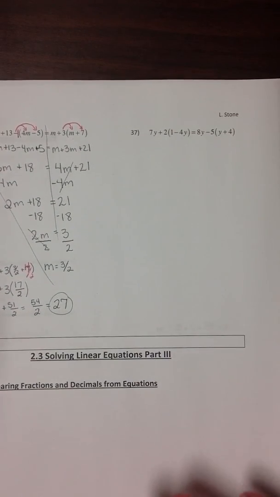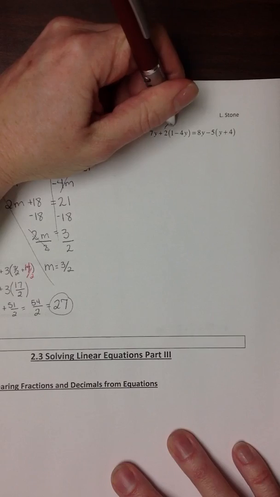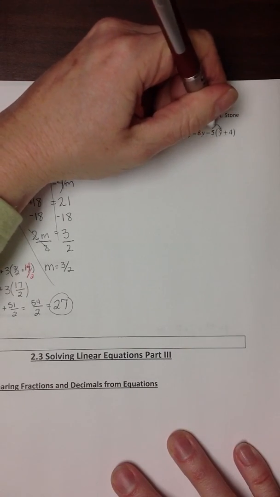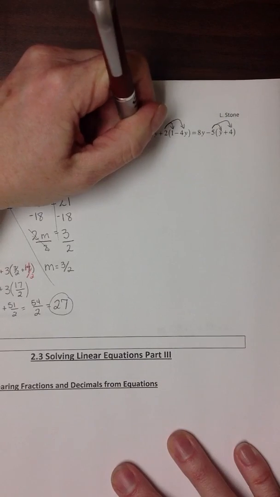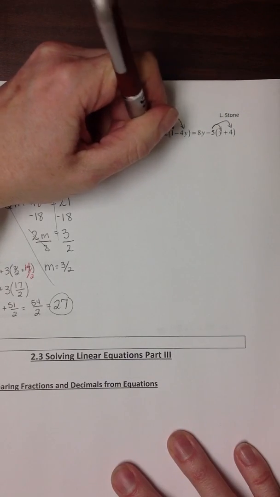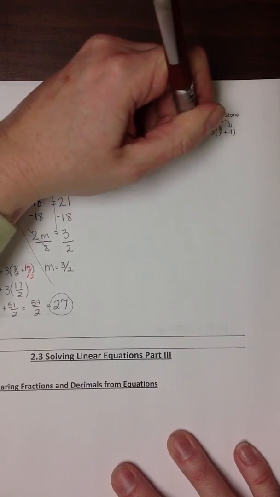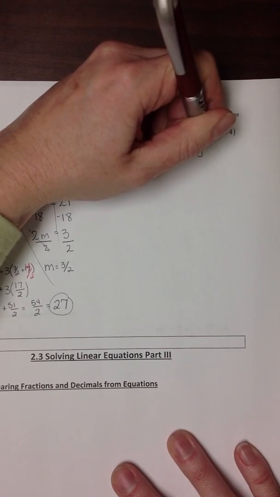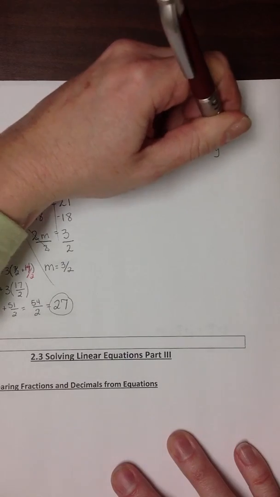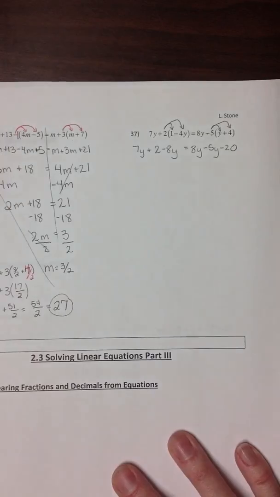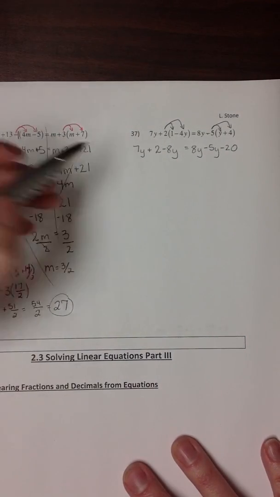Last one for the day. We're going to distribute the 2 and distribute the 5, giving us 7y plus 2 minus 8y equals 8y minus 5y minus 20, since that negative comes with us inside the parentheses.